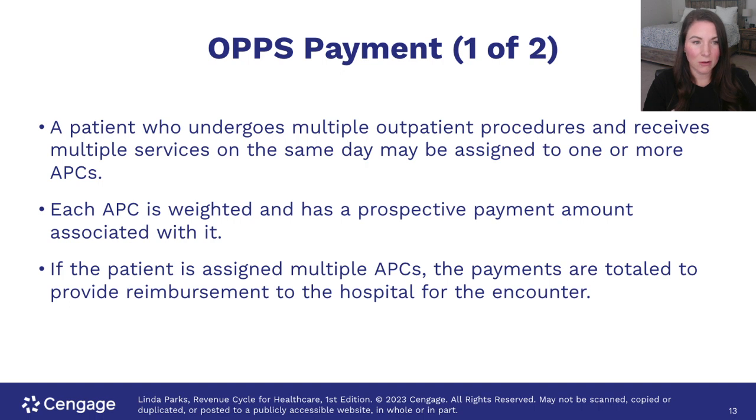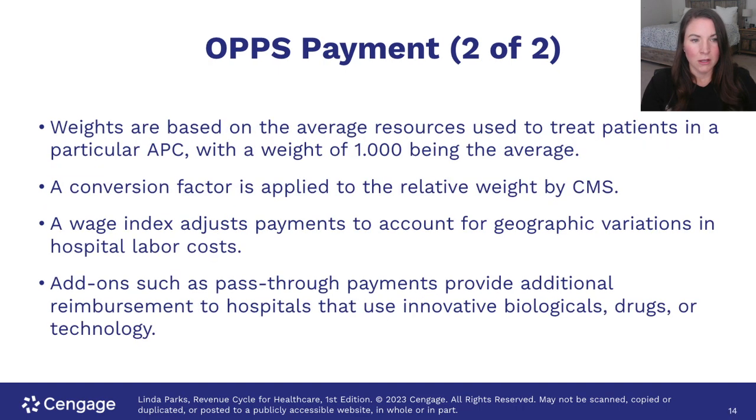An outpatient encounter includes all outpatient procedures and services that one patient has on the same day. If someone has multiple procedures and receives multiple services on the same day, they can be assigned to one or more APCs. Each APC is weighted and has a set prospective payment amount, a lot like how DRGs are weighted and have a set amount. If a patient is assigned multiple APCs, the payment amounts are added together to reimburse the hospital.